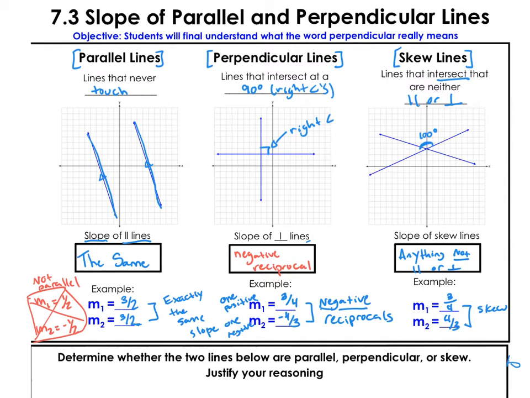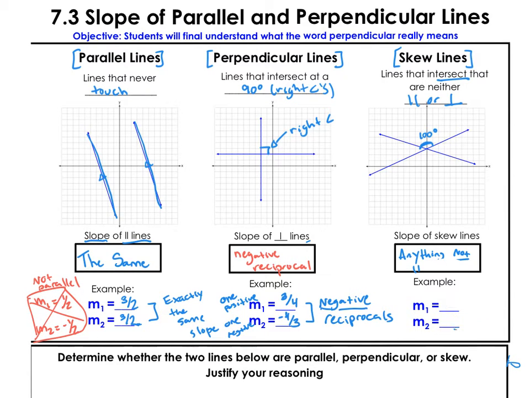Other examples I can give you, let me come up with another example. If I had 1/7 and 2/3, these are not parallel, they're not the same. They're not perpendicular because they're obviously not negative reciprocals, so these would also be skew. They're different, they have no rhyme or reason to them, and that's that, okay? So those are the three things.